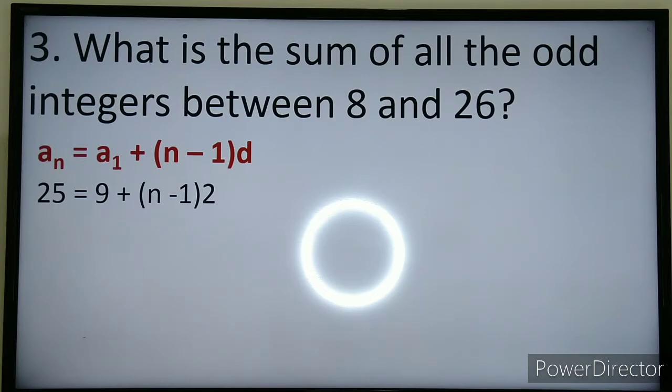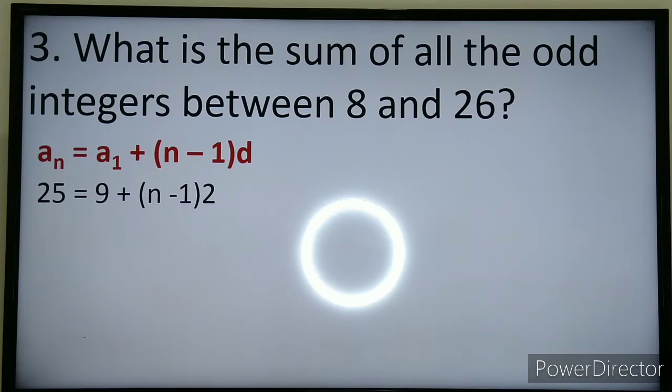Then plus quantity n minus 1 times 2. So why do we have 25? Because the first number before 26 which is odd is 25. Then how about 9? After 8 is an even number, then 9 is the odd number. So that is why we use 9 as our a sub 1.